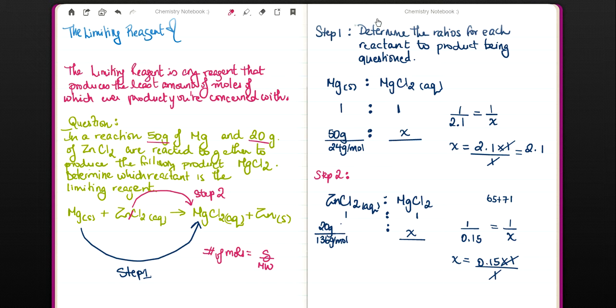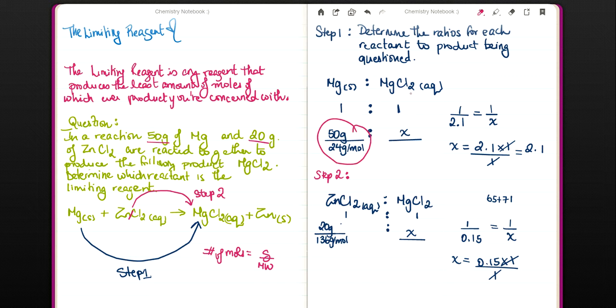So here we go. Step 1, determine the ratios of each reactant to produce the product being questioned. Just like I said in step 1, I'm going to do magnesium and the ratio of magnesium to magnesium chloride, which is 1-to-1. Now we have the mass of magnesium, which is 50 grams, and we're going to use this. The molecular weight of magnesium is 24. And since we have a 1-to-1 ratio, whatever amount of moles we calculate here is going to equal the same thing over here.